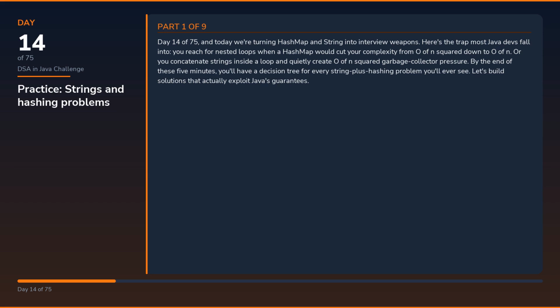Day 14 of 75, and today we're turning hashmap and string into interview weapons. Here's the trap most Java devs fall into. You reach for nested loops when a hashmap would cut your complexity from O(n²) down to O(n). Or you concatenate strings inside a loop and quietly create O(n²) garbage collector pressure. By the end of these 5 minutes, you'll have a decision tree for every string plus hashing problem you'll ever see. Let's build solutions that actually exploit Java's guarantees.